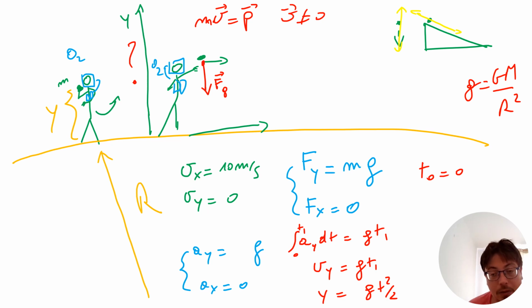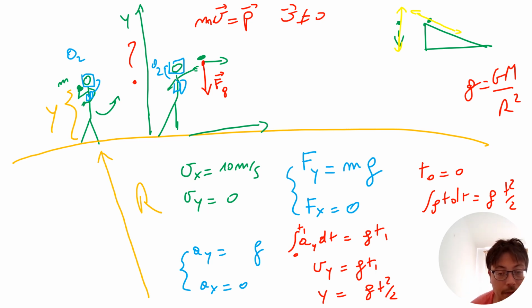I did it last video, so I will just show you again. If we integrate g t dt, g is a constant so it goes out, and then we have t squared over 2, because the integral of t is t squared over 2, we know that. Okay, so we've got y, but what about x?